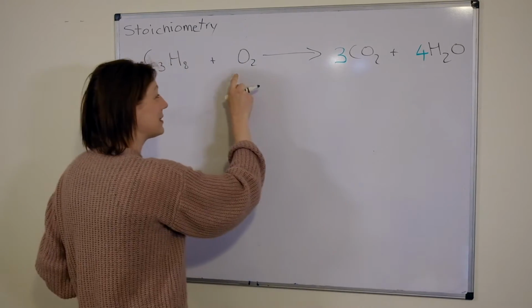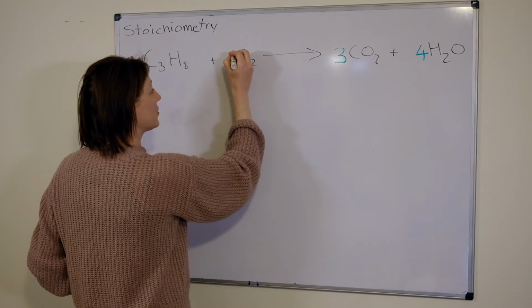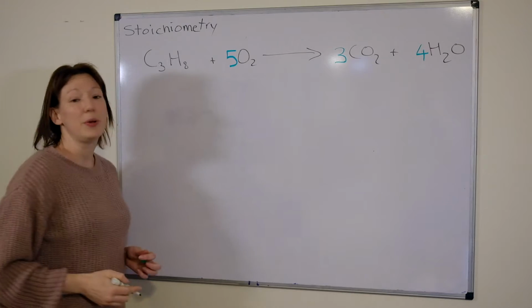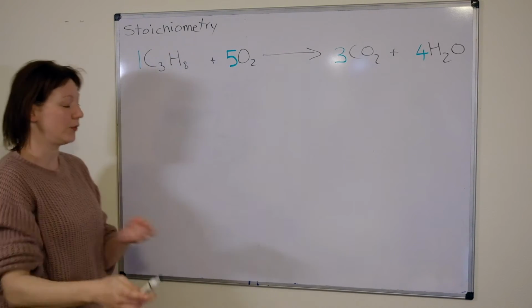We're going to need to start with a total of 10 oxygen, and they're in pairs right now. So we need 5 of those pairs. Now we have a balanced equation. Let's put a 1 here because that's going to be helpful for us.